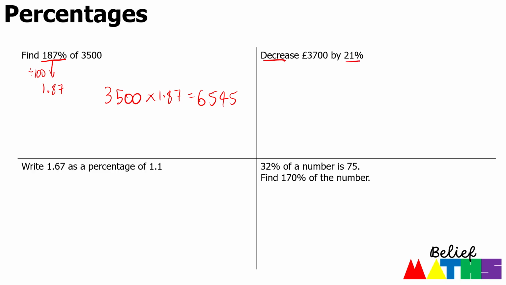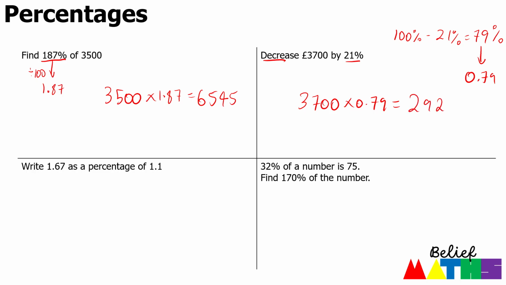Now the second question asks us to decrease by 21%. Well, we always start with 100%, and we're taking away 21%. That gives us 79%. And now we can write this as our decimal in the same way we just did before by dividing by 100. That's 0.79. So our multiplier is 0.79. And then we just do 3,700 times 0.79. Put that into your calculator and you get your answer of £2,923. And we don't need to add or subtract at the end. We've done all that when we worked out our multiplier, so that's our final answer.